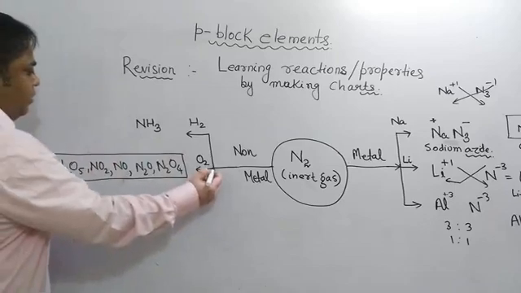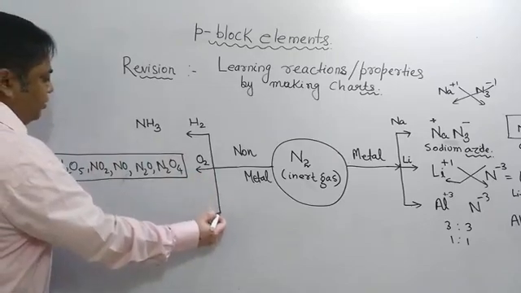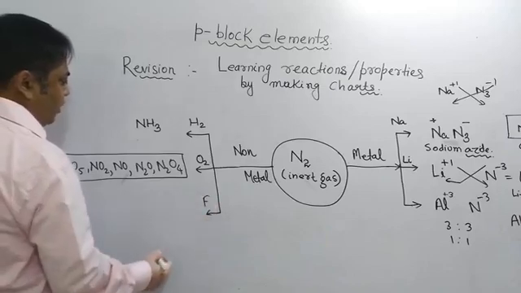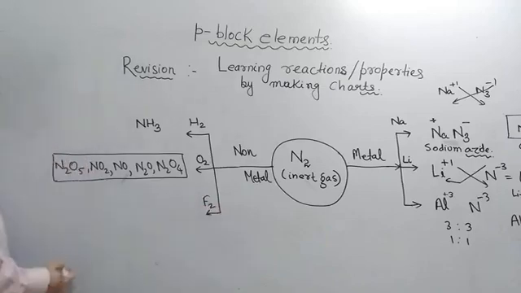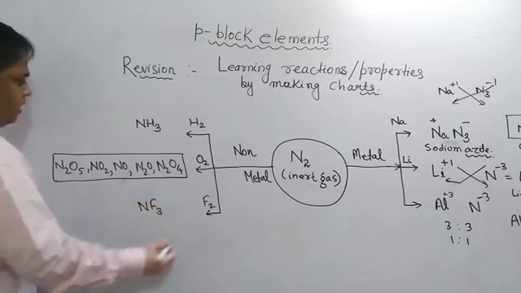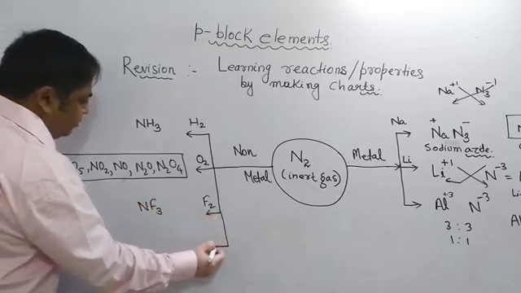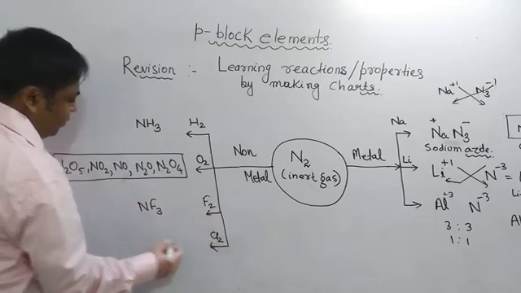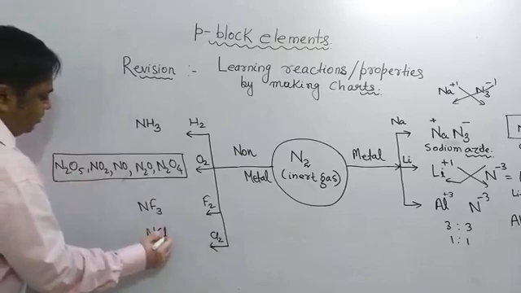What happens when it reacts with a halogen, say fluorine gas? It will form NF3. Similarly, if it reacts with chlorine, it will form NCl3.